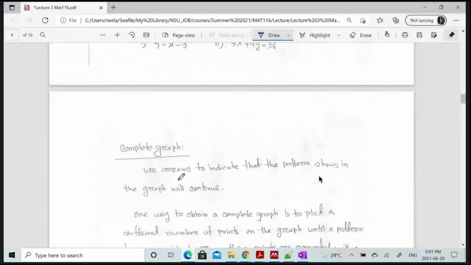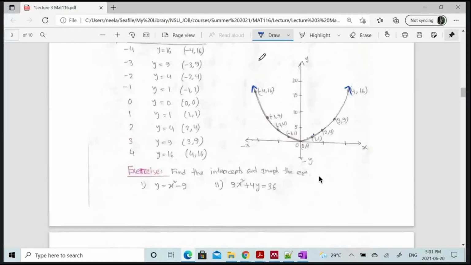And when we use this arrow, that means we are completing the graph. So the arrow basically indicates that the pattern shows the graph will continue. Like, the pattern that was running on the graph will continue.